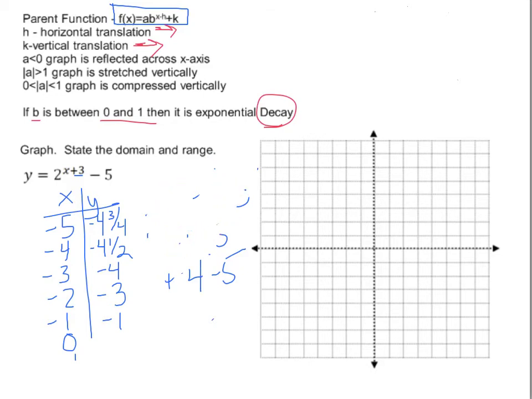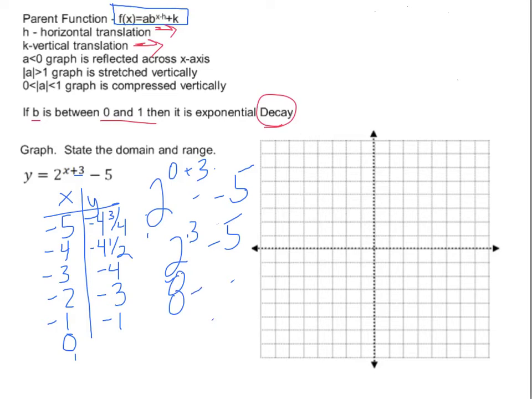Okay, so now we can plug in the 0. So when we plug in 0 here, we have 2 to the 0 plus 3 minus 5. 2 to the 3rd minus 5. 2 to the 3rd we know is 8. 8 minus 5 is 3.